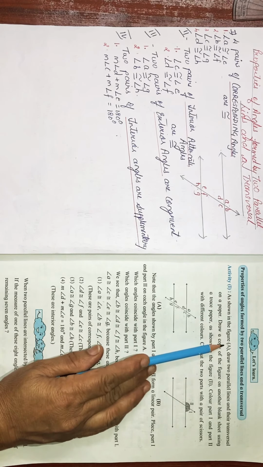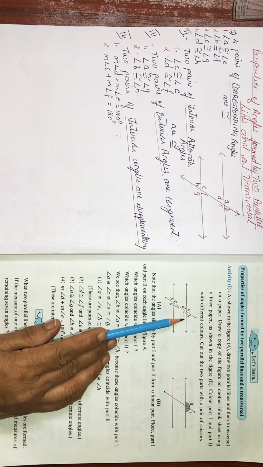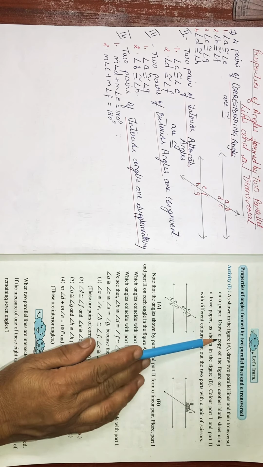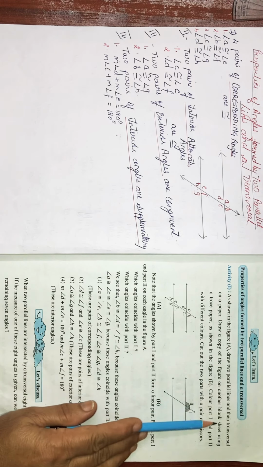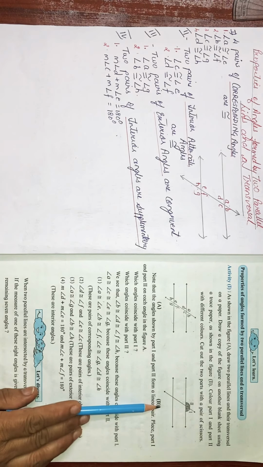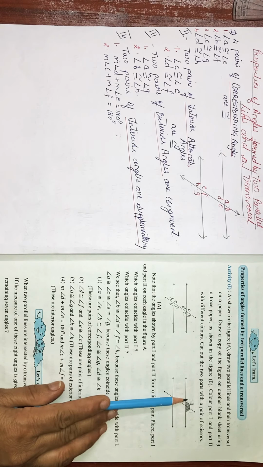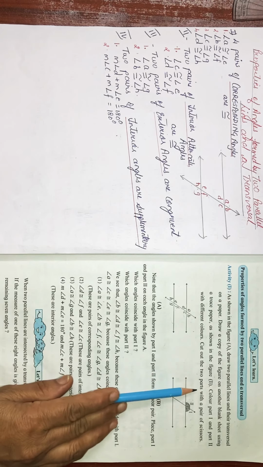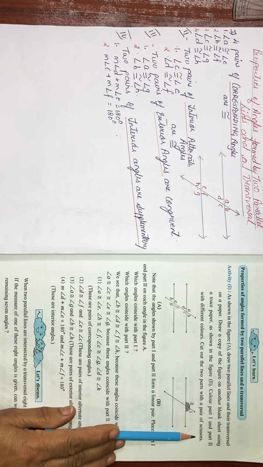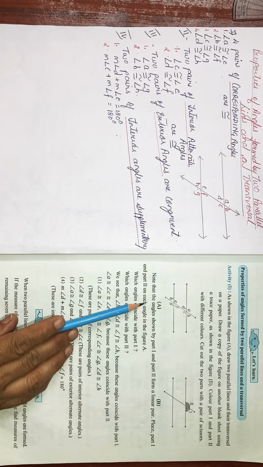Activity: as shown in the figure A, draw two parallel lines and their transversal on a paper. Draw a copy of the figure on another blank sheet using a trace paper as shown in figure B. Color part 1 and part 2 with different colors. Cut out the two parts with a pair of scissors. So you will do this activity at home, but let us see what we observe.